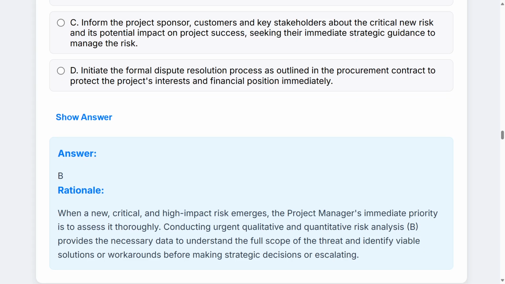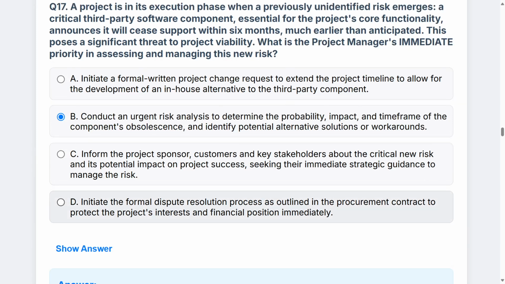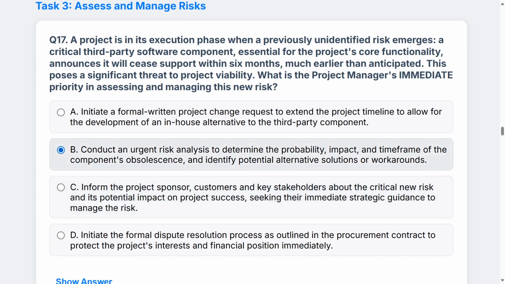B. When a new critical and high impact risk emerges, the project manager's immediate priority is to assess it thoroughly, conduct an urgent qualitative and quantitative risk analysis. B provides the necessary data to understand the full scope of the threat and identify viable solutions or workarounds before making strategic decisions or escalating. So this isn't bad, but it's premature, and A is very, very premature and presumptuous.